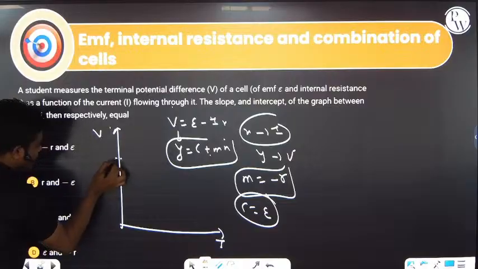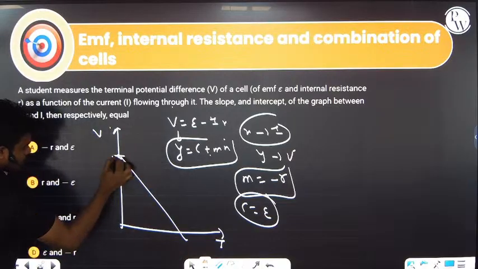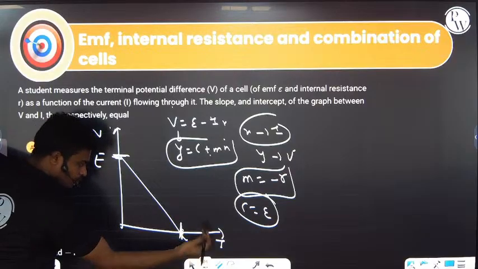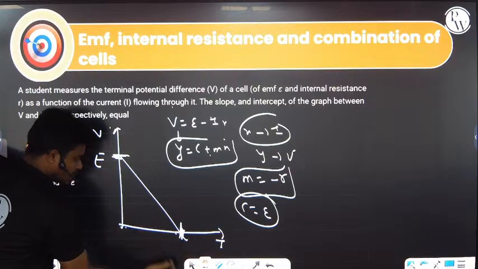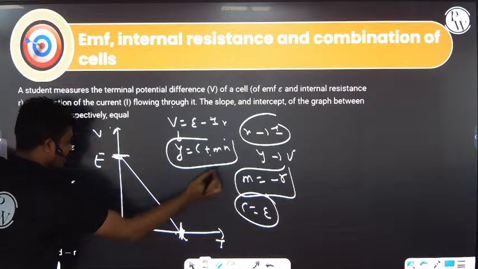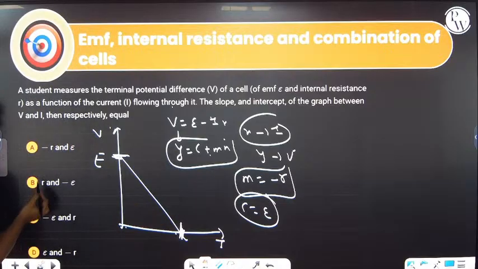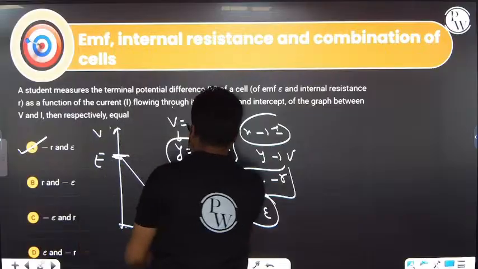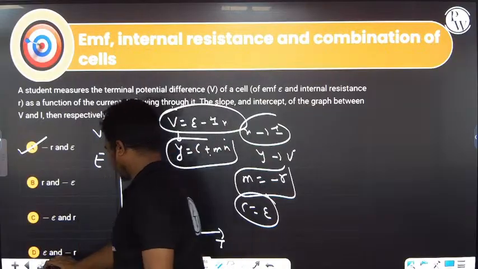Internal resistance, Y intercept, the graph is like this. So this particular point is the EMF E, and at this particular point the voltage is 0. So what is the slope? The slope will give us minus R. So the slope is minus R and the Y intercept is E. Compare this with V equals E minus IR. Right.